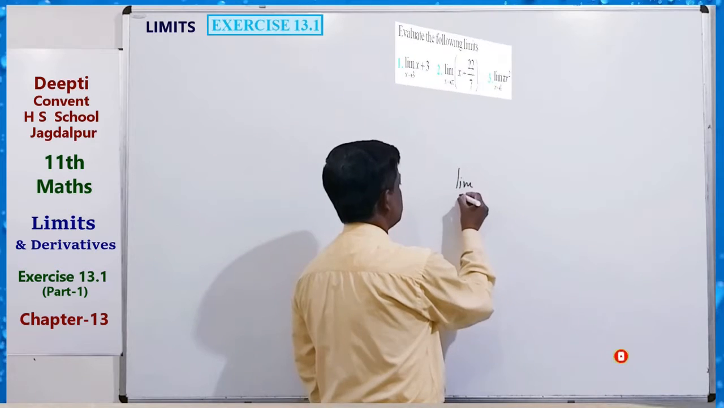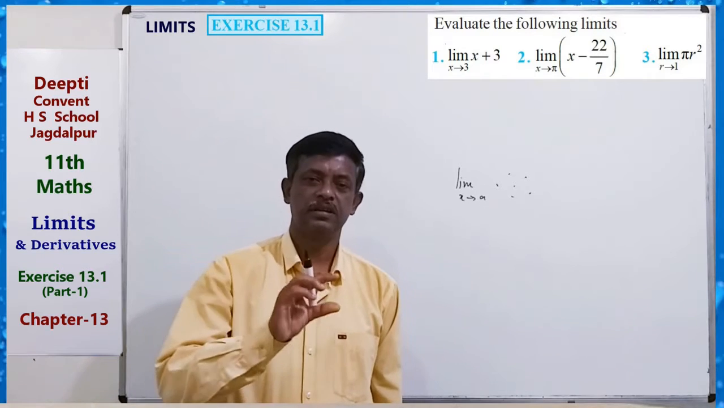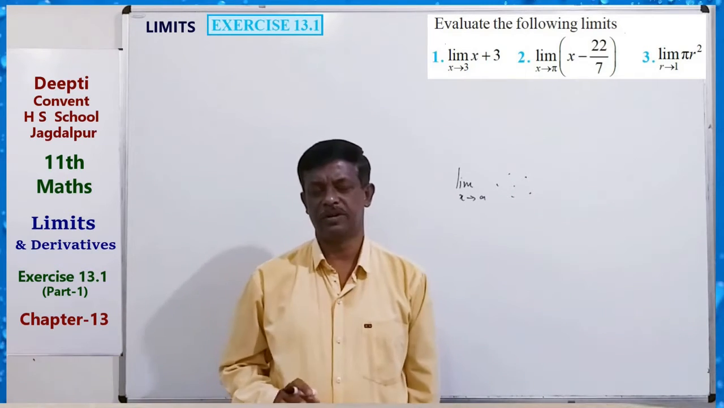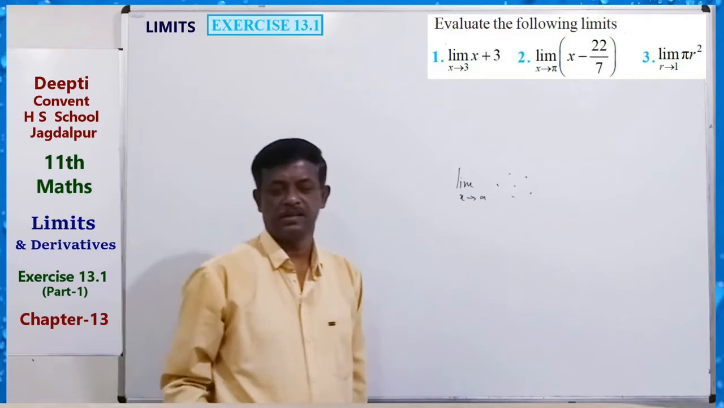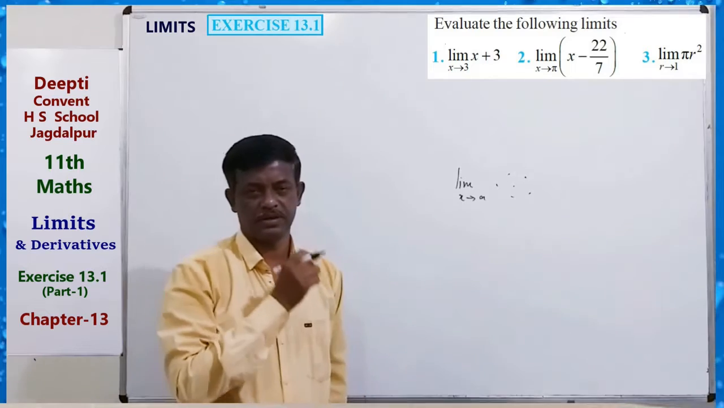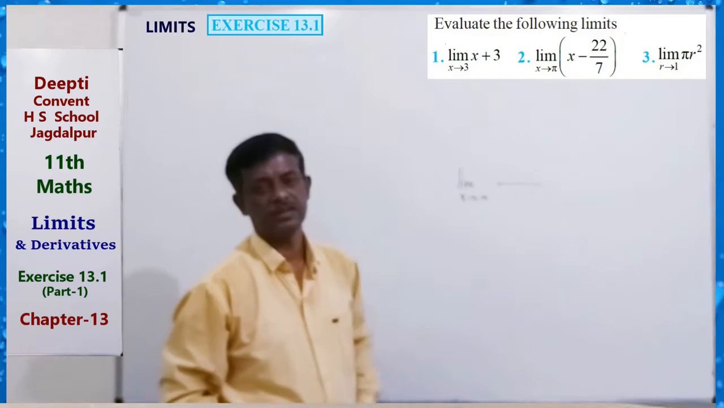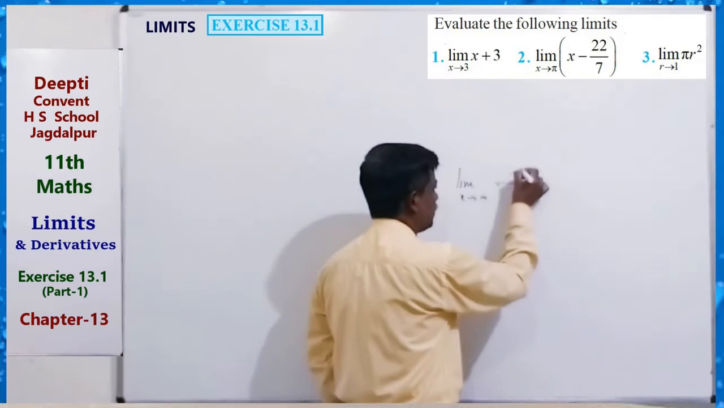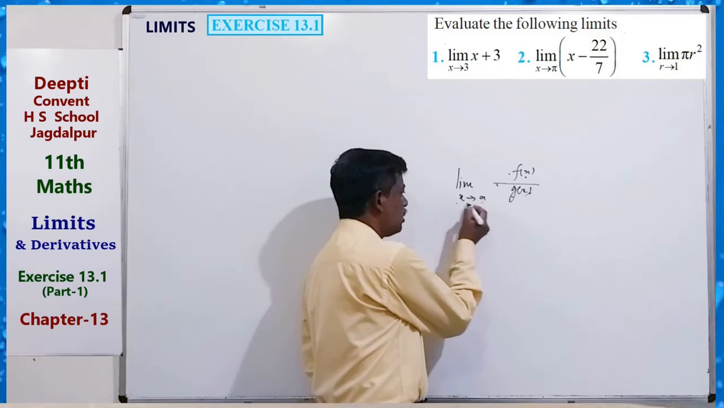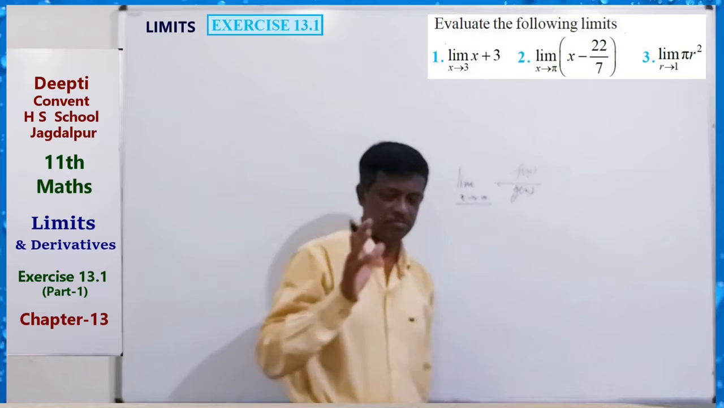Suppose x is tending to a, and there is some function, maybe a rational function, some polynomial upon polynomial, or trigonometric function upon trigonometric function. We are trying to find the value of this function by putting x equals to a. Suppose f(x) upon g(x). If after putting x equals to a we get a definite value, then that is the limit.